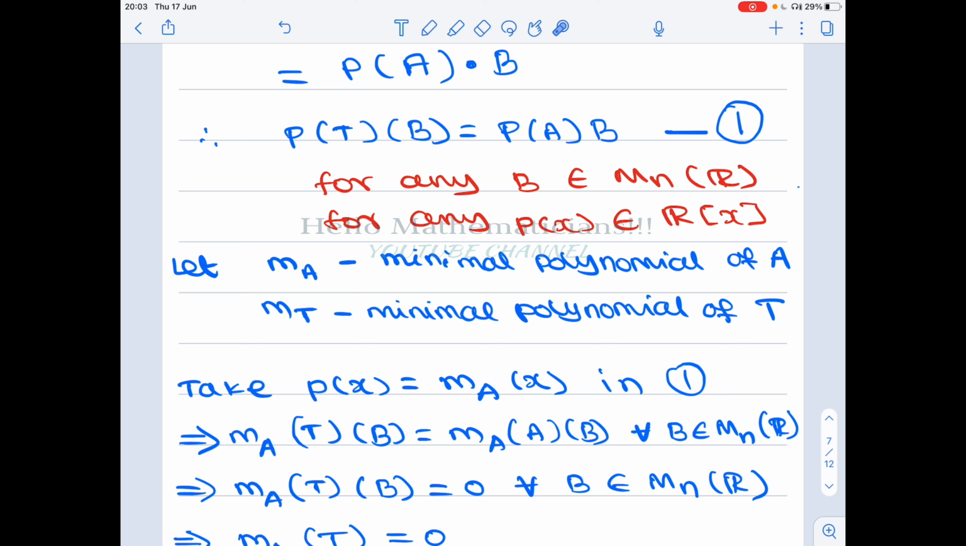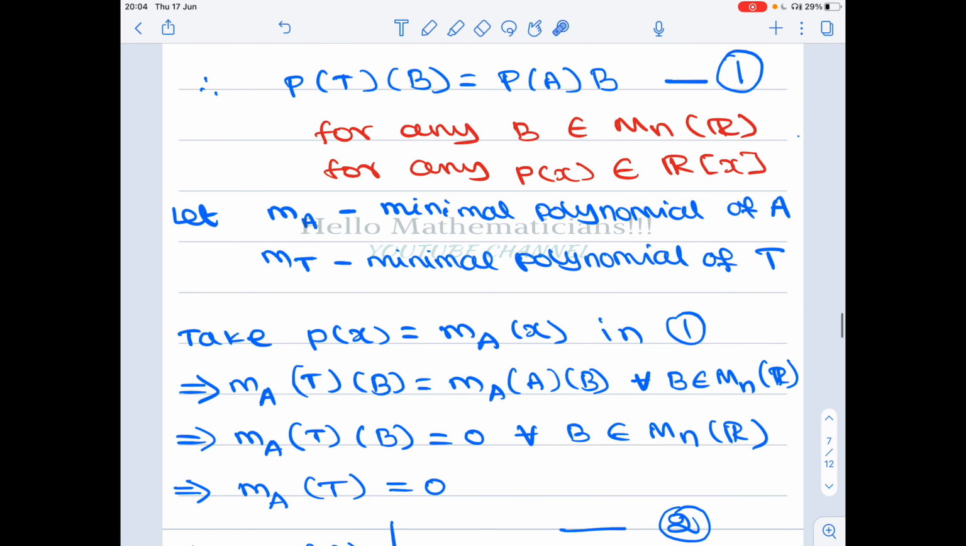Therefore, we will just show that the minimal polynomial of A divides the minimal polynomial of T, and we will show that the minimal polynomial of T divides the minimal polynomial of A. So from that we can conclude that A and T have the same minimal polynomial. So let's see how to prove the required claim.